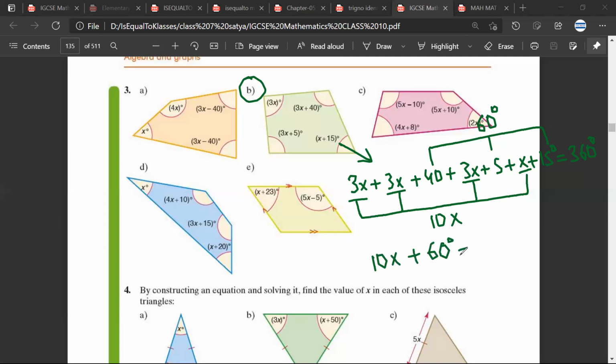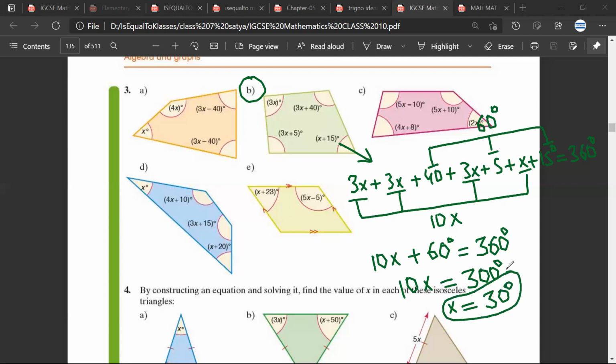See, if you get confused, you can use a system like this, where you can mark all the x's and all the numbers so that there is nothing left. Satya, what should I do next? Then we have to subtract 60 from 360. Shabash. Then it would be 10x is equal to 300. Shabash. Then we have to divide 300 by 10, which should be 30. Sarthak, any doubt? No, sir.